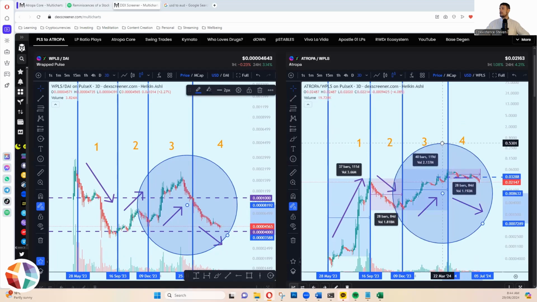Now they've become bonded. So when we're seeing a dip in Atropa, we're seeing a dip in Pulsechain, which is a very interesting relationship. I was observing this for a long time. And I think basically up until this point now, up until this 4th phase, it became very clear that they are now equally bonded, which is very interesting.